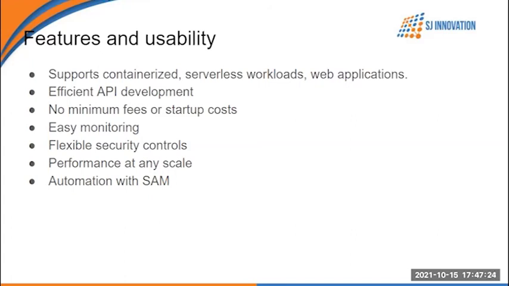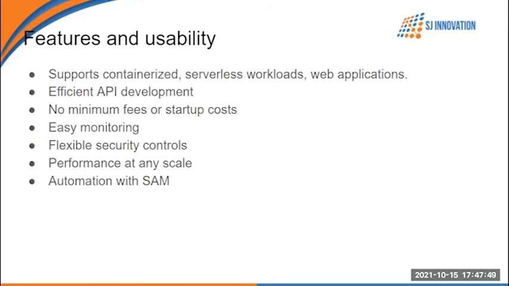Now, if there is a sudden rise in traffic for your API to process, it automatically scales. So you don't have to worry about provisioning more resources or using more hardware. It is handled by default by AWS, so you don't have to worry about the number of resources required to process your API.